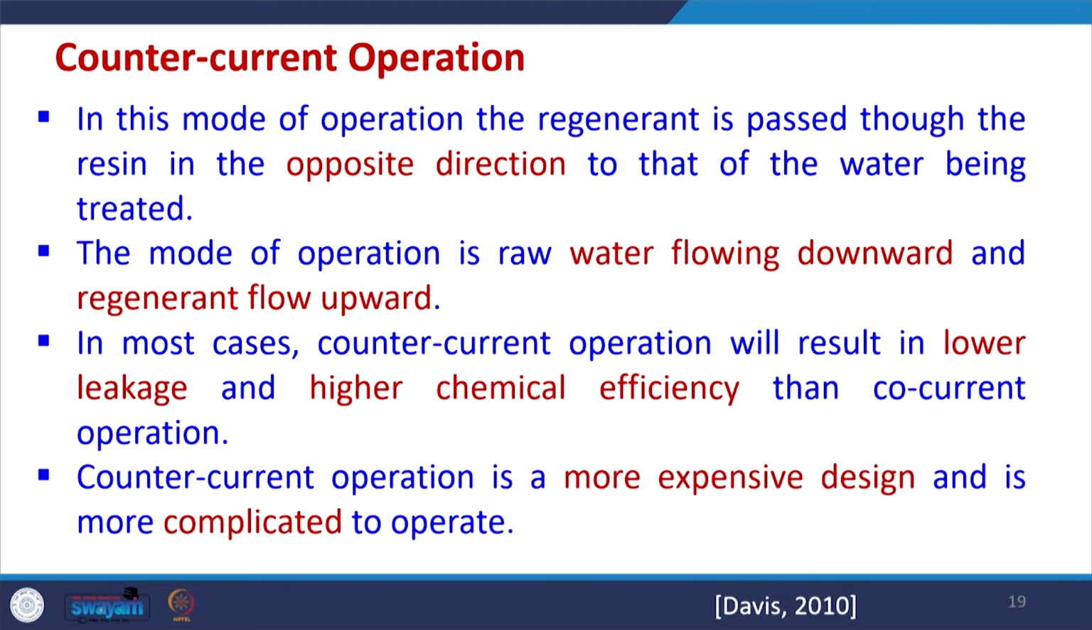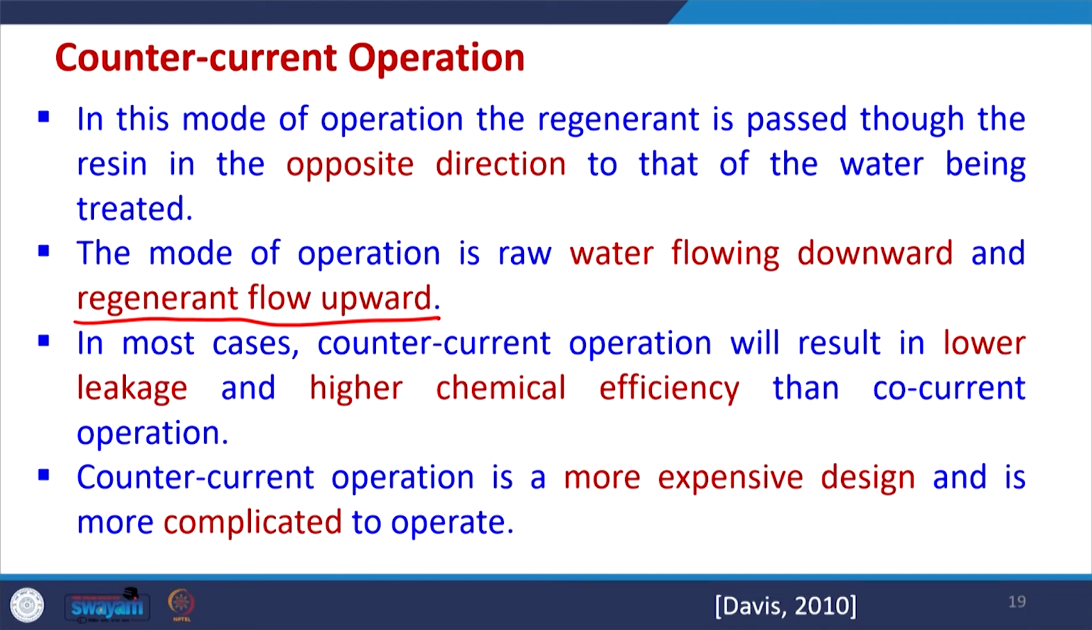The mode of operation is raw water flowing generally downwards and regenerant flow generally upward. In most cases, counter-current operation will result in lower leakage and higher chemical efficiency than co-current operation, but counter-current operation is generally a more expensive design because we have to take care of the flow lines and other things.